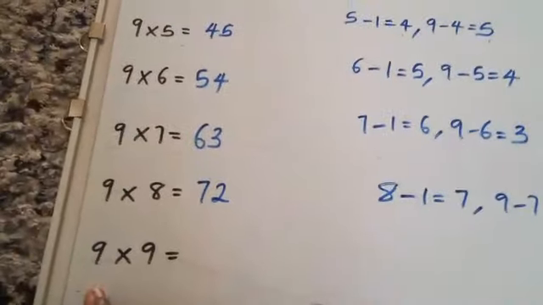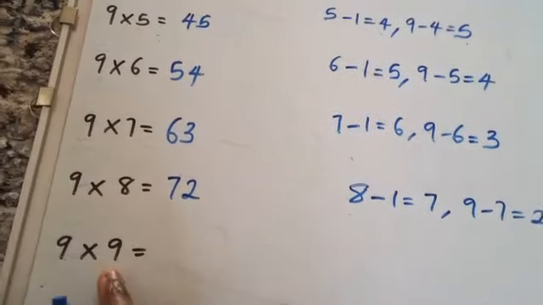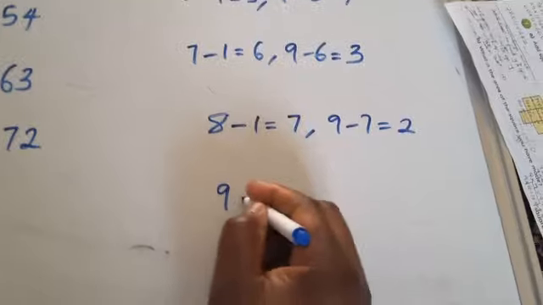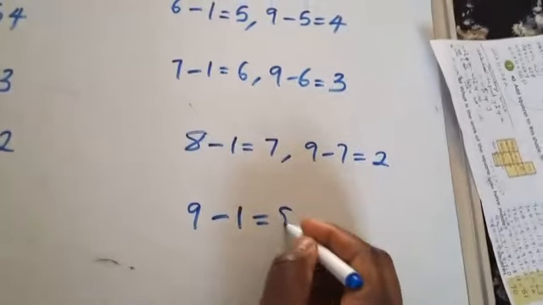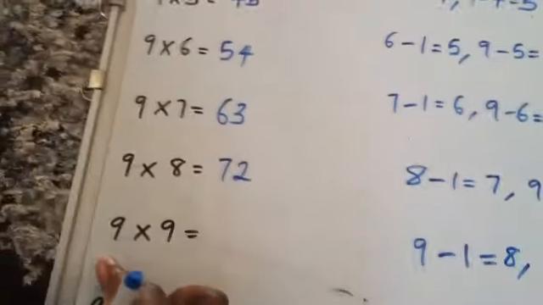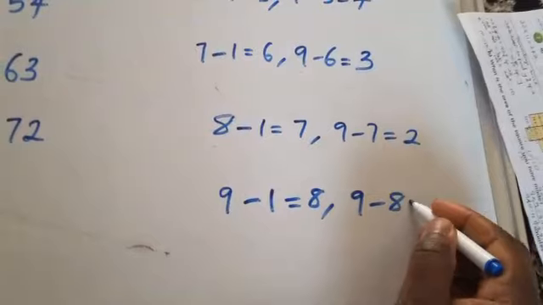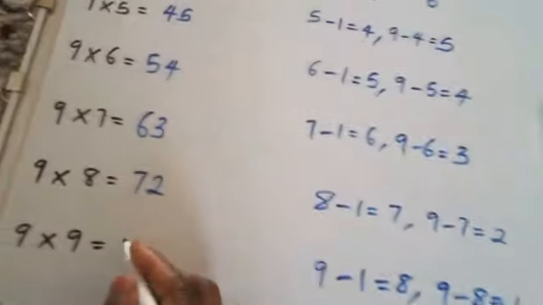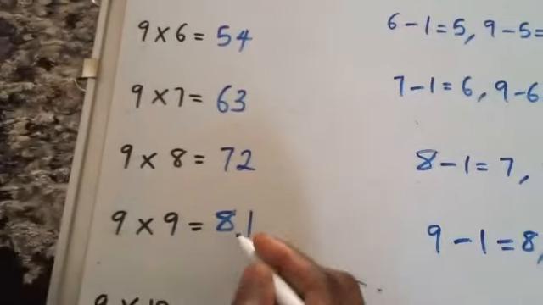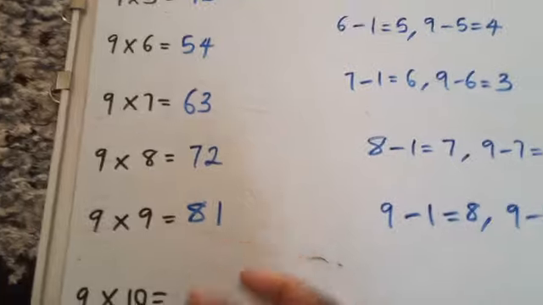The next question is 9 multiplied by 9. So we have our 9 minus 1. 9 minus 1 is 8. Then 9 minus 8 is 1. So we have our 81. 9 times 9 is equal to 81.